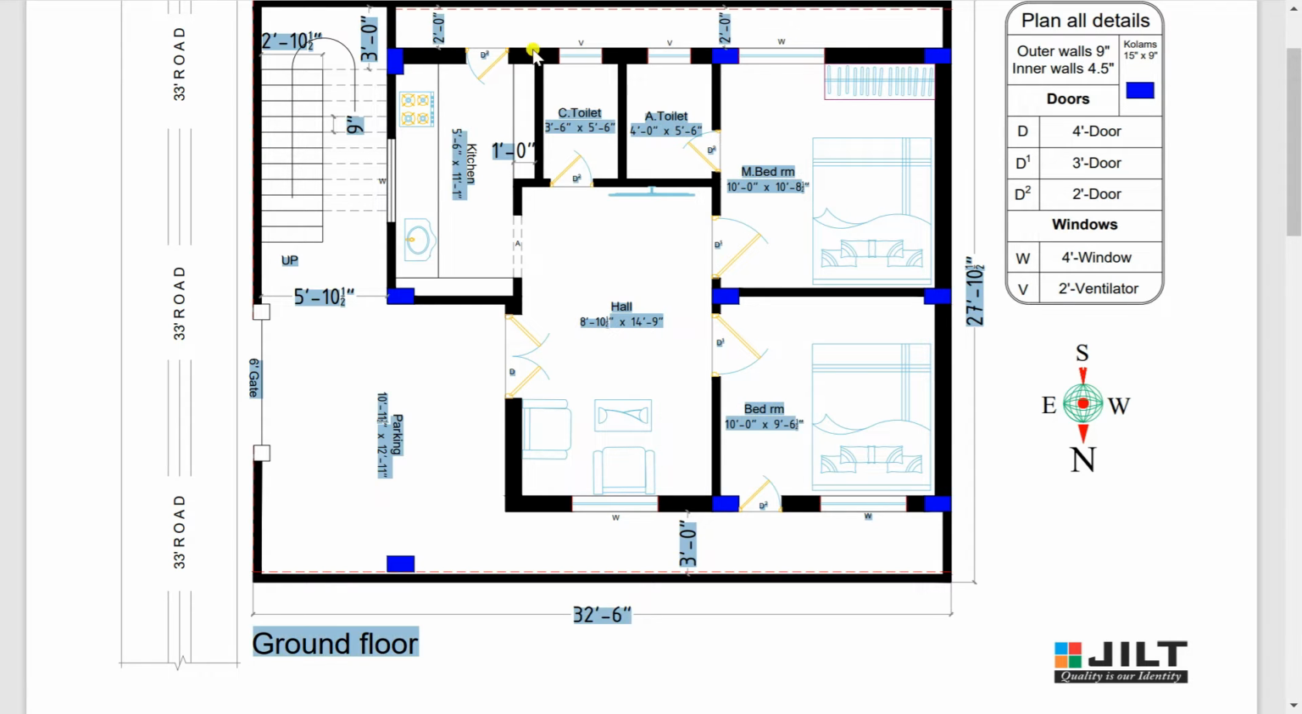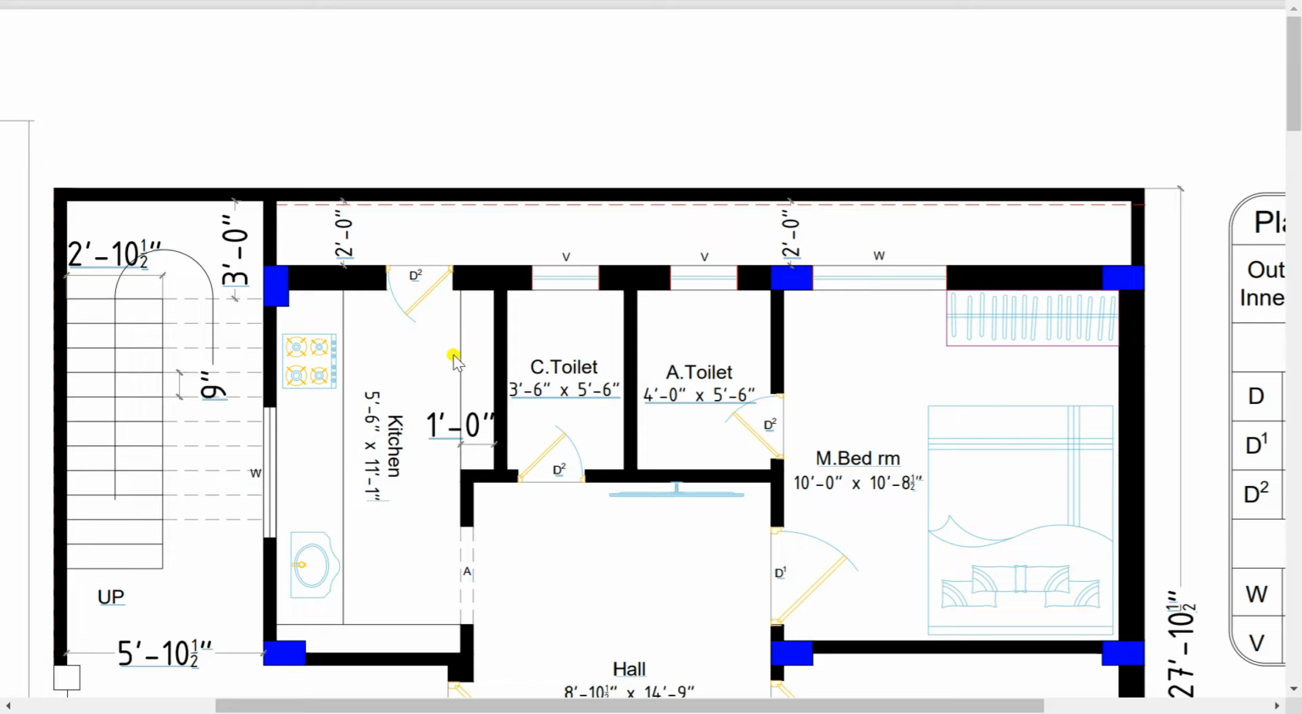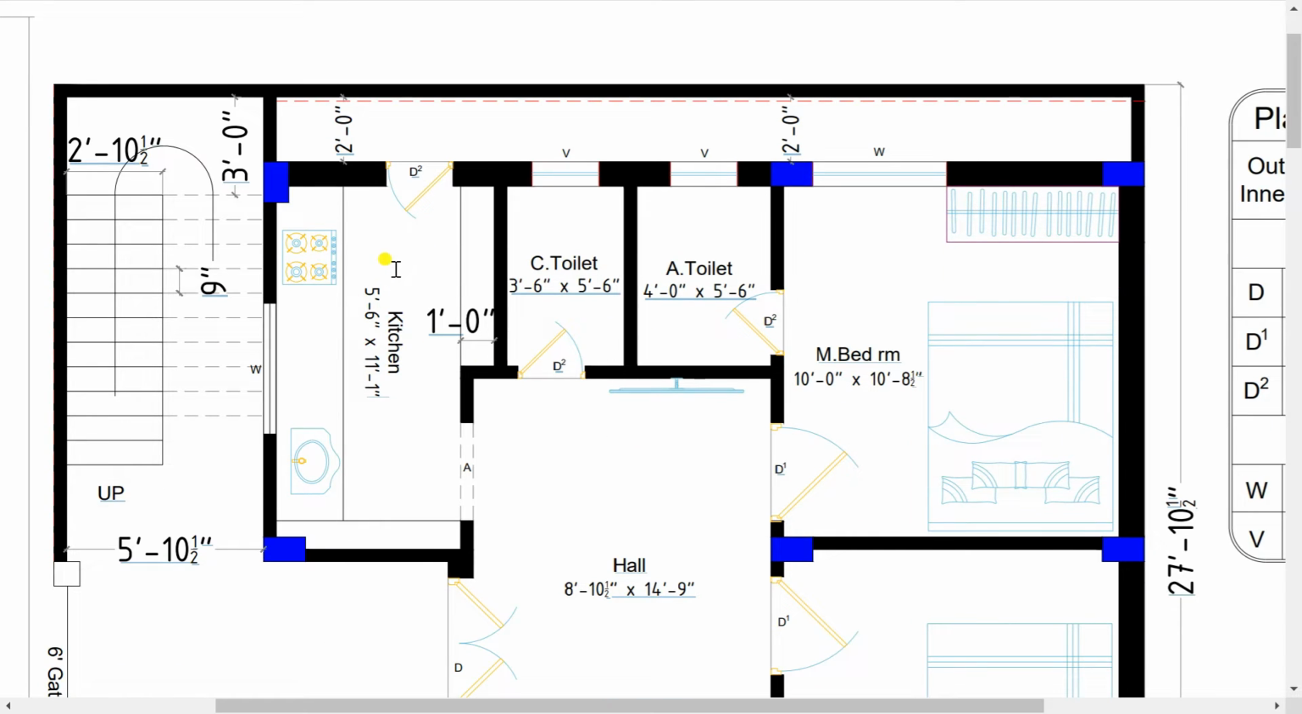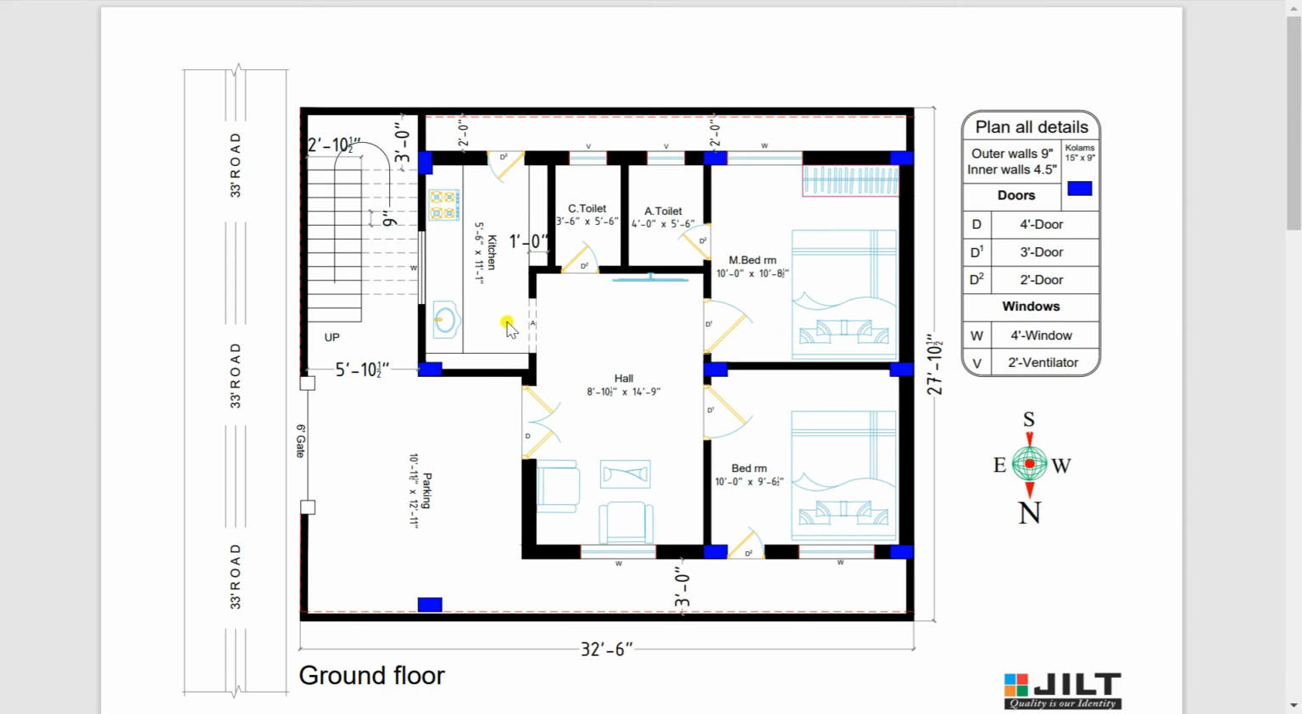In this kitchen we have provided one small door towards the balcony of size 2 feet. This setback we have provided for the purpose of ventilation. I am returning back to the kitchen. From the kitchen again I am entering into the hall.